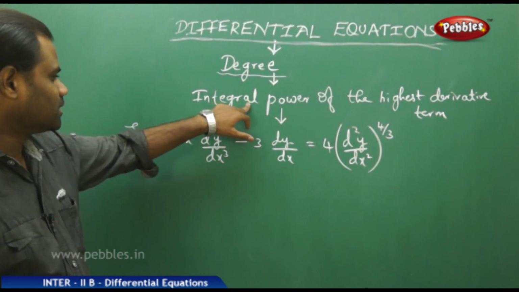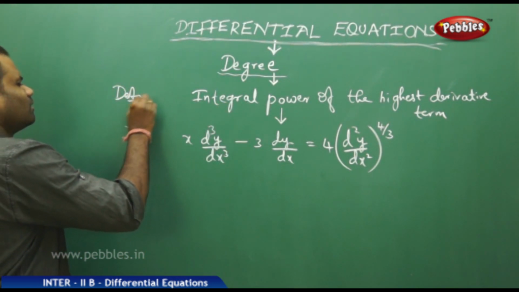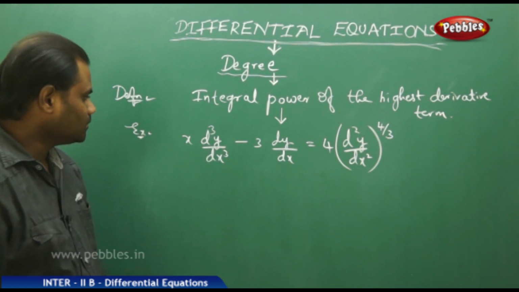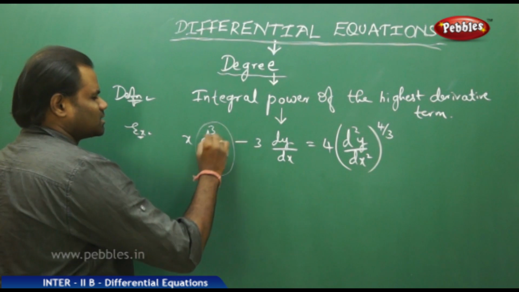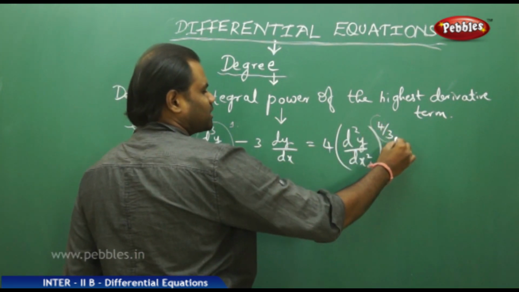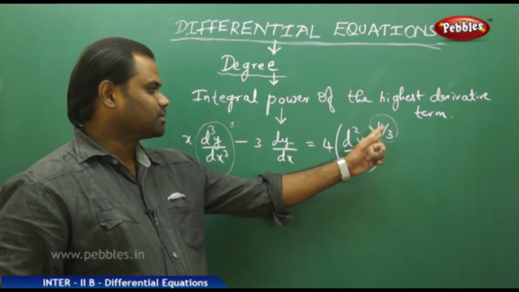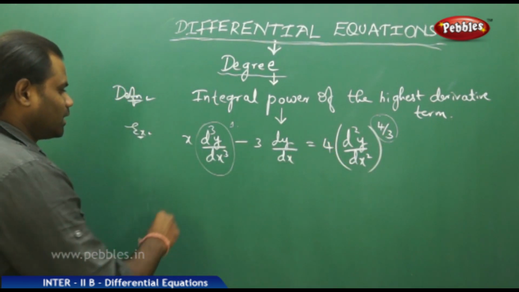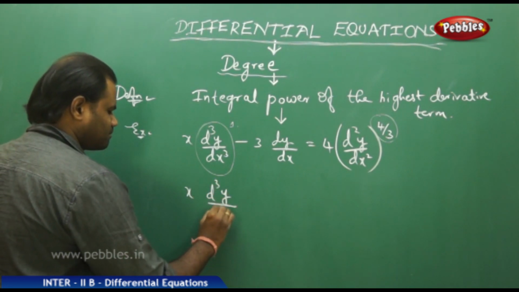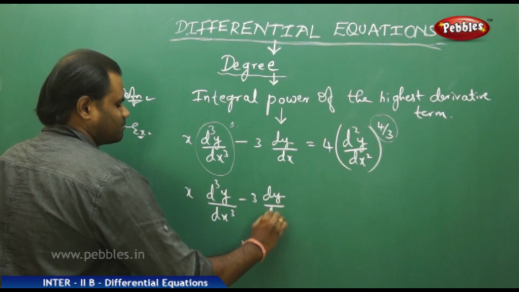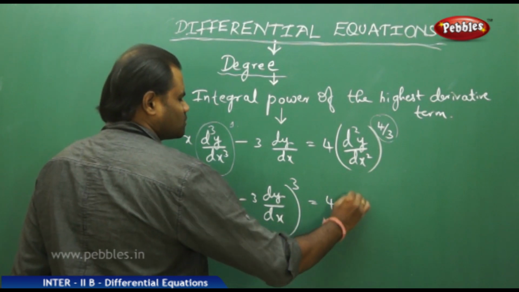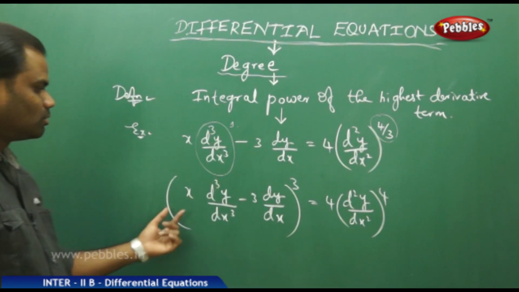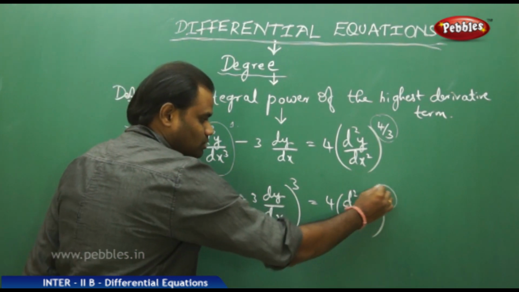Now the definition which we have taken here is integral power of the highest derivative term. The highest derivative term is this, its integral power is 1, but we don't take fractions into consideration. The rule is that we eliminate the fractional part of other derivatives. In order to delete this fraction, I cube on both sides, and therefore I get x whole cube is 4 d square y by dx square whole power 4, because the 1/3 becomes a cube. So cubing on both sides, I get this. Therefore, now this is reduced to integral powers.